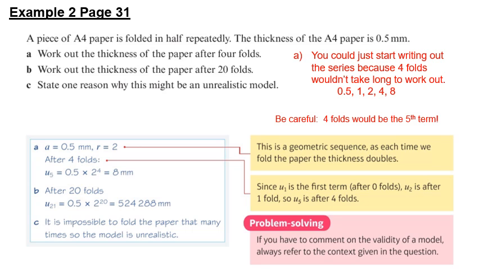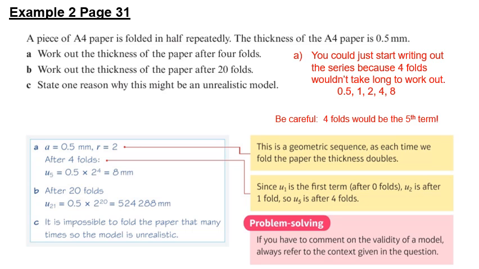So the thickness then would be 1 millimeter. Then if you folded it again, it would look like 4 sheets were stacked one on top of the other. So the thickness is doubling. Every time you fold the paper in half, you are doubling its thickness. So this is what the sequence would look like: 0.5, 1, 2, 4, 8, etc. So this is a geometric sequence. If you wanted to know the thickness after 4 folds, just be very careful, because you'd be tempted to look for the 4th number in the sequence.